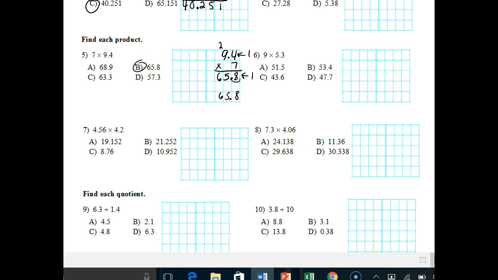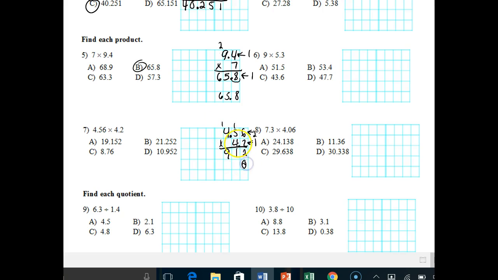B. Number 7, I'll put the longer number on top. That makes it simpler for us. So 4.56 times 4.2. Notice I don't have to line up decimals, but I should count. I have 2 here and 1 here. 2 times 6 is 12. Carry your 1. 2 times 5 is 10, plus 1 is 11. Carry your 1 again. 2 times 4 is 8, plus 1 is 9.